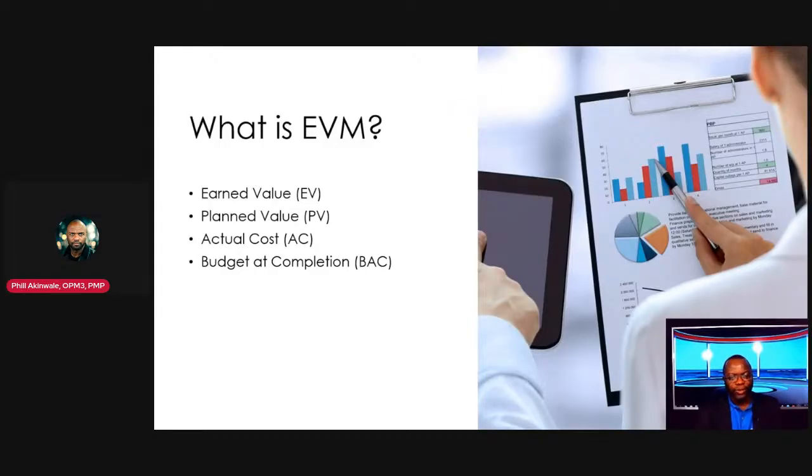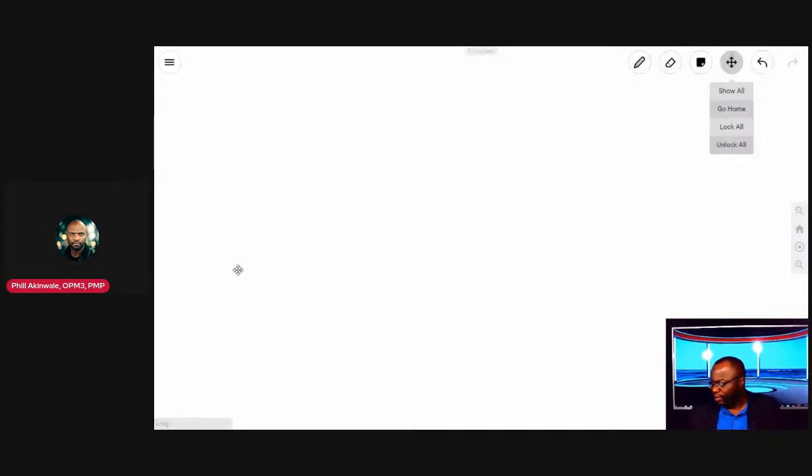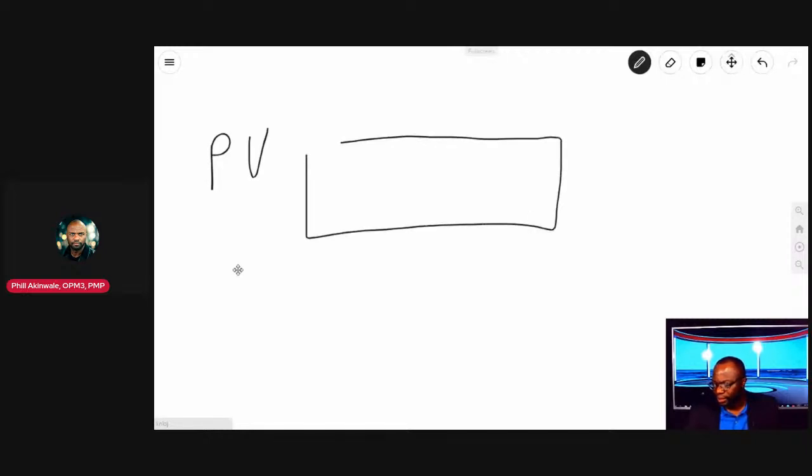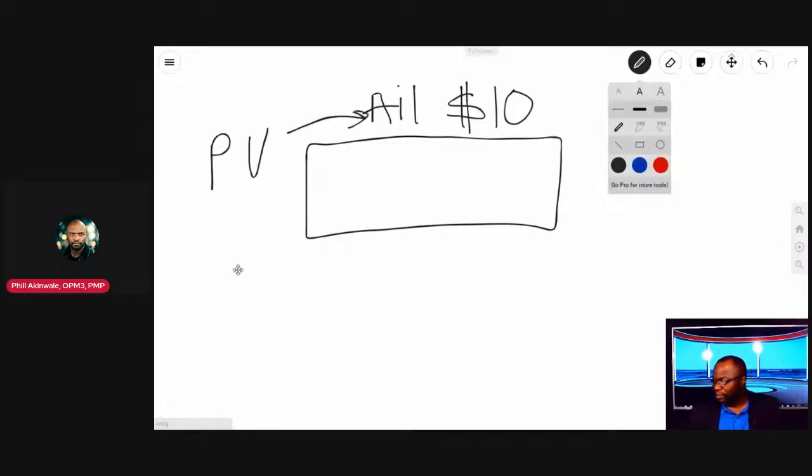So at this point, it might be helpful if I gave you a little pragmatic view of these three things. So let's take a look one more time. We've got planned value. Let's say this is our project here to paint this wall. Planned value says, I'm going to paint all of this, and I'm going to paint all the wall for $10. That's planned value. Actual cost and earned value are different.